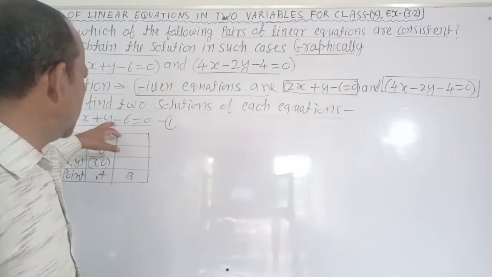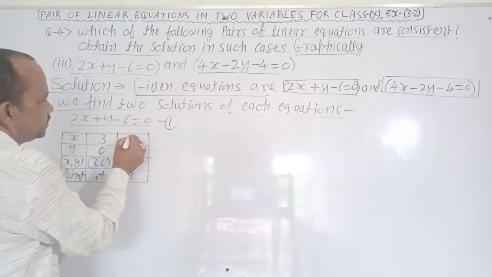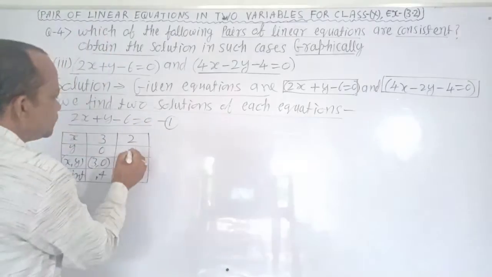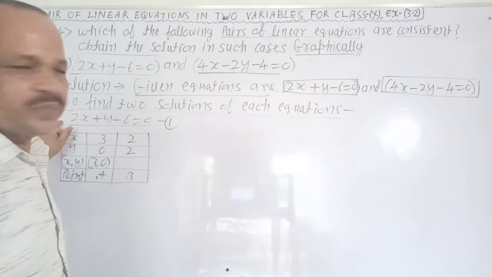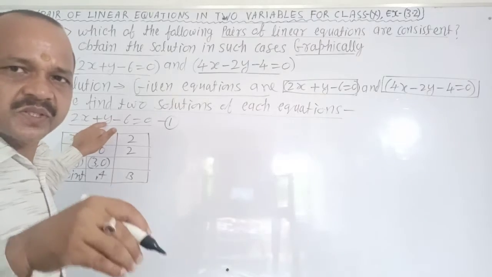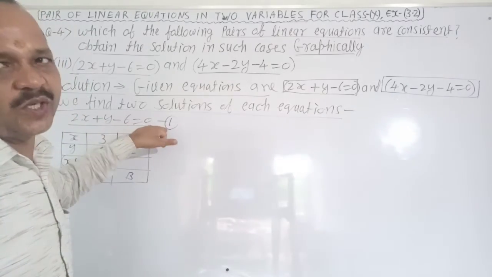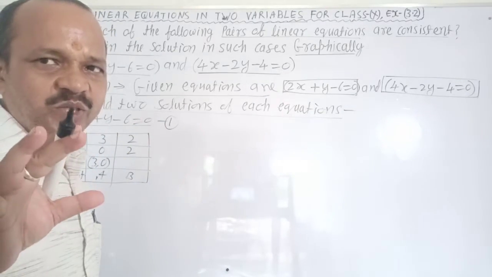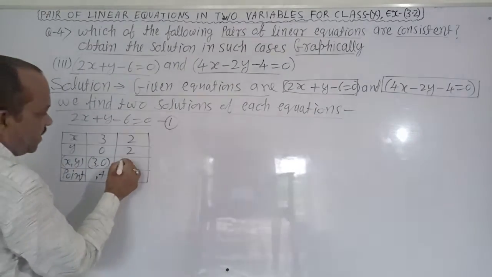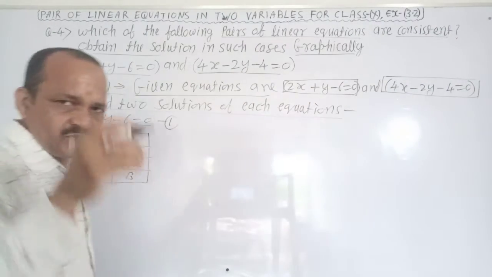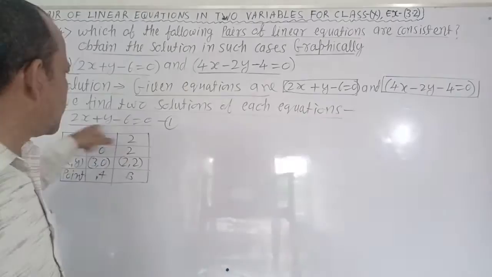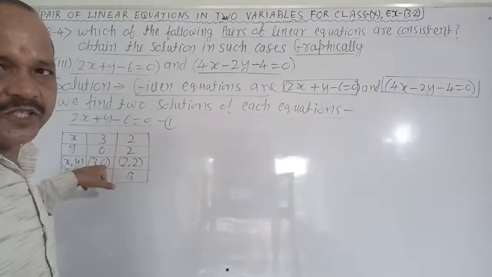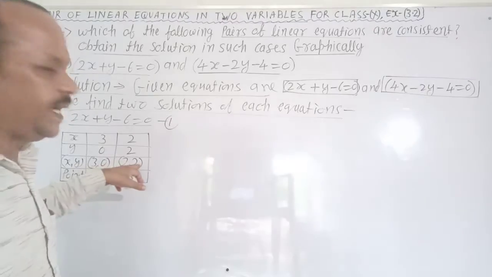Clear? Now you put the value of y as 2. Here you put the value of x as 2. It becomes 2 times 2 is 4, and 2 becomes 6, plus 6 minus 6 equals 0. It means this equation is satisfied. Clear? No confusion about it? Very good. Your coordinate becomes 2 and 2. You find two solutions of equation first. Coordinate of point A is 3 and 0. Coordinate of point B is 2 and 2.